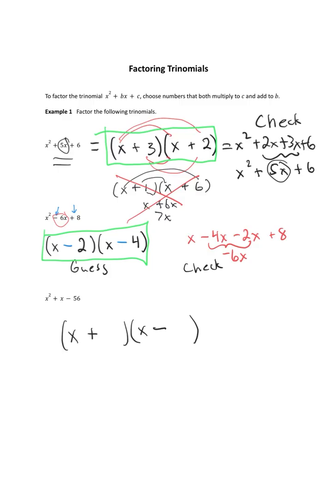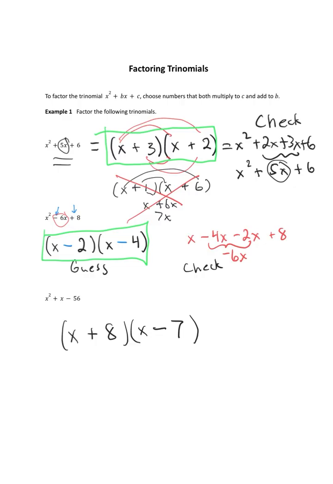Let's see, 14 times 9. Yep, 14 times 9 would also work. But we're looking for numbers that add up to a positive 1. However, keep in mind 1 is positive and 1 is negative. So when I'm looking at 56, the first numbers that come to mind would be 8 and 7. And let's see if that checks out.